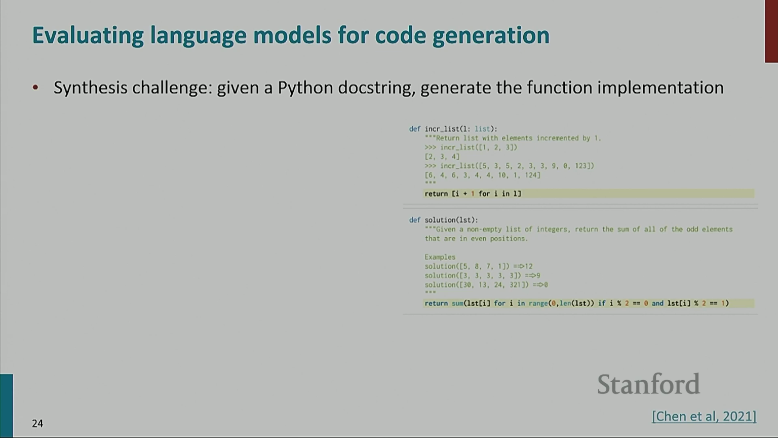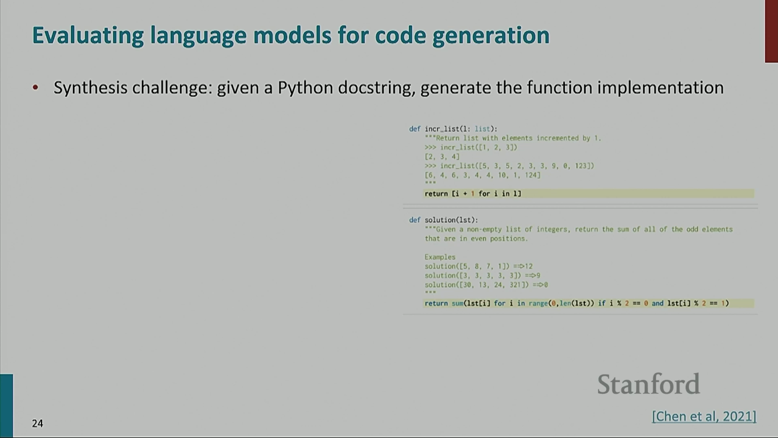So how do we evaluate a model? We trained it, and we can prompt it with a few examples and see that it does interesting things. But how do we get a better sense of its capability? The authors in the Codex paper set up this challenge: given a Python docstring, generate a function that implements that docstring, where the docstring always had input-output examples in the form of assertions.